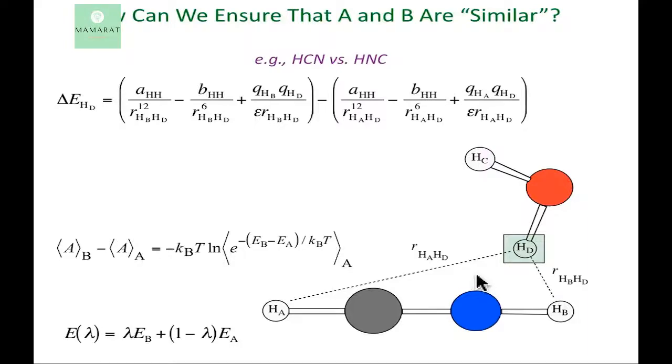This is molecular mechanics, after all. It's not quantum mechanics. We don't need to worry about where electrons are or anything. I can actually define the energy of my system as some sort of a linear combination of B and A.